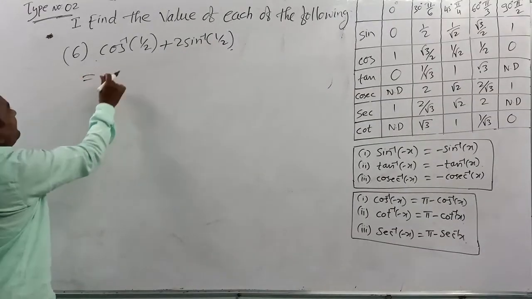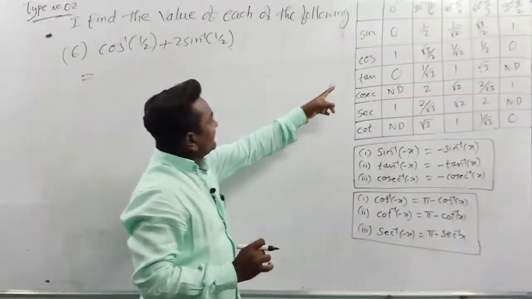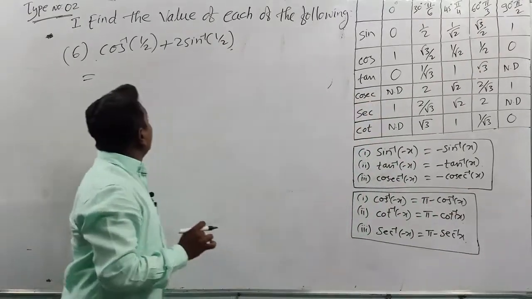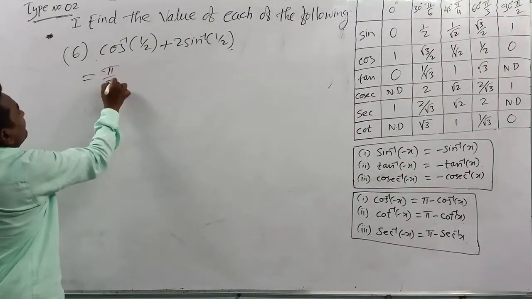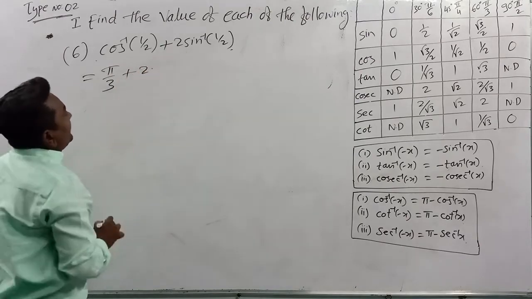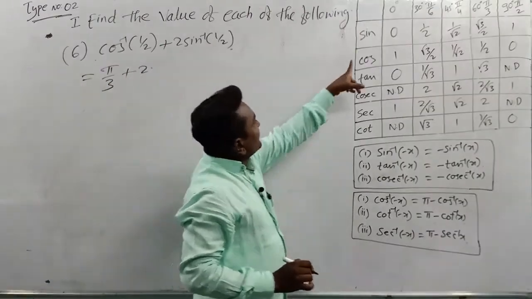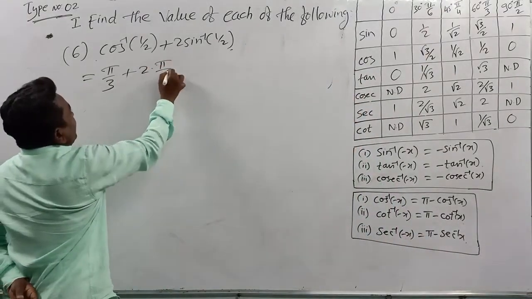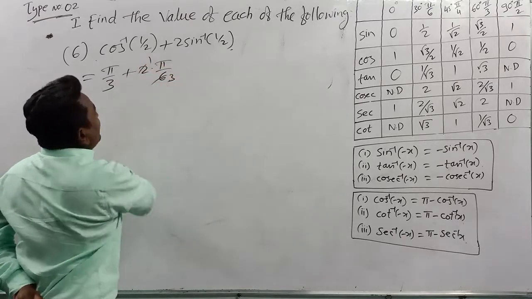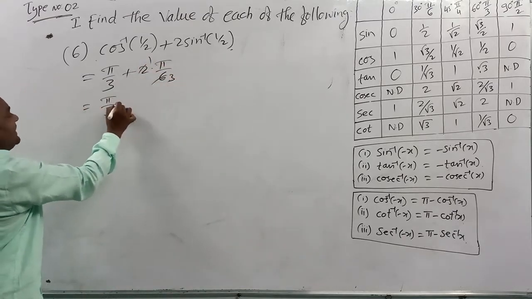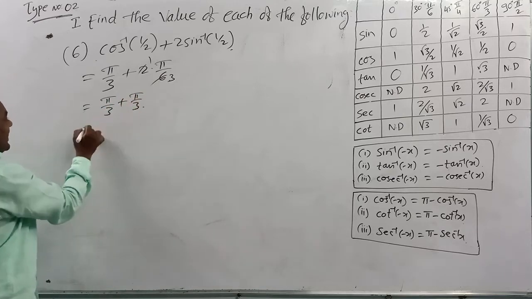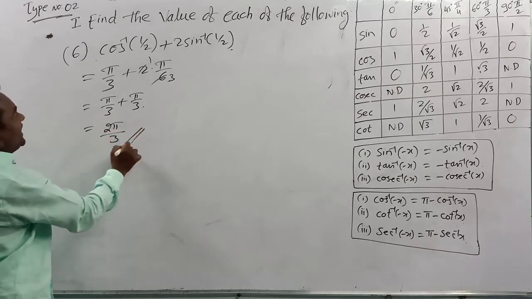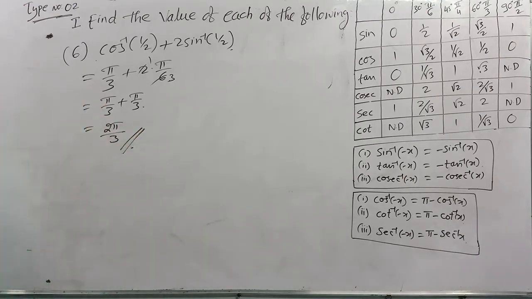Now to simplify, cos inverse 1 by 2 is equal to how much degree? 60 degree, which means pi by 3, plus 2 keep as it is there only, and sin inverse 1 by 2. Sin inverse 1 by 2 is equal to 30 degree, which means pi by 6. So 2 ones are 2, 2 threes are 6. Now pi by 3 plus pi by 3, so add these two, we get 2 pi by 3. This is the required value of the given inverse trigonometric function.